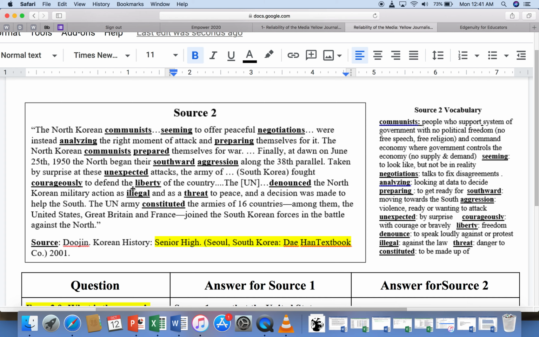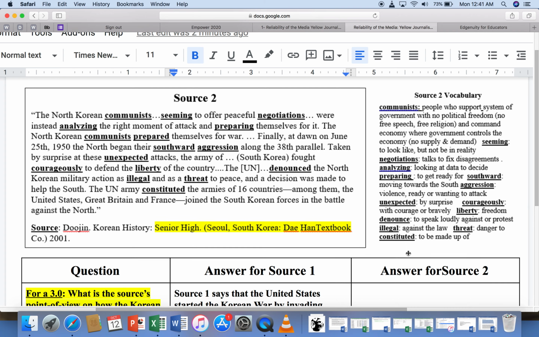Again, if there's any of these words that you may not know, for example, one that stands out to me is denounced, you can come over here and you can see that denounce is to speak loudly against or protest something. So the UN protested or spoke loudly against North Korea's military action. You can use this over here. Remember that these are not alphabetical, they're in the order that they appear. Communist is the first word, and so communist is the first word here. Seeming, first word, so it's over here. Last word, constituted. Hey, look, that's the very last word here. Okay, so let's take a look at this again.